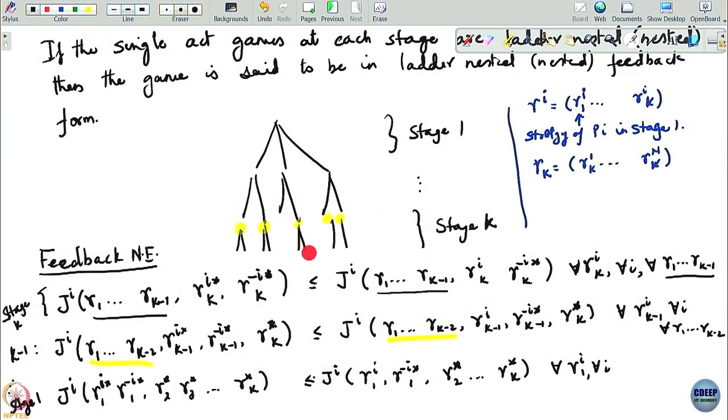Now let me ask you this: what kind of threats is this preventing? This is preventing the kind of threat where a player says that regardless of whether he is in this subtree or that subtree, he is going to play a certain type of strategy, basically ignoring the subtree information. Inter-subtree information cannot be ignored in an equilibrium like this, because you are in equilibrium in every subtree. However, intra-subtree, you can still issue threats.